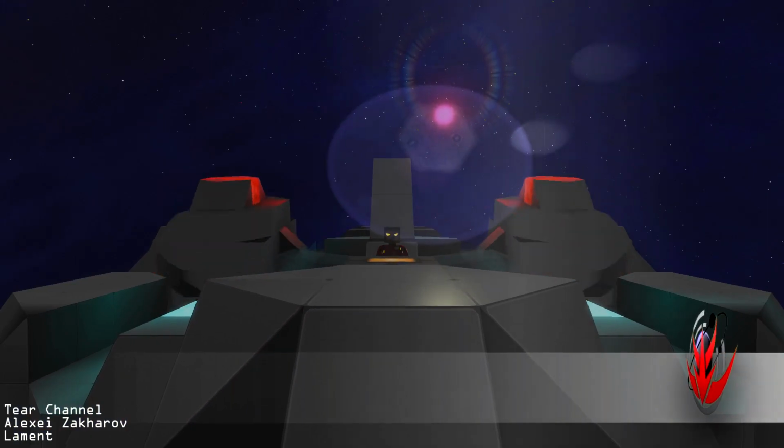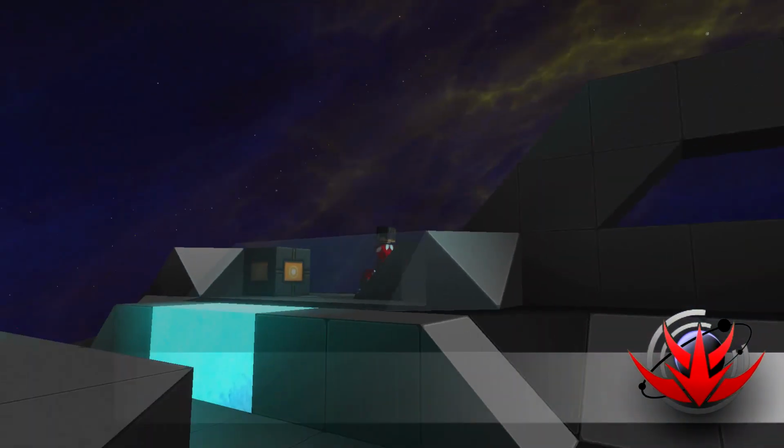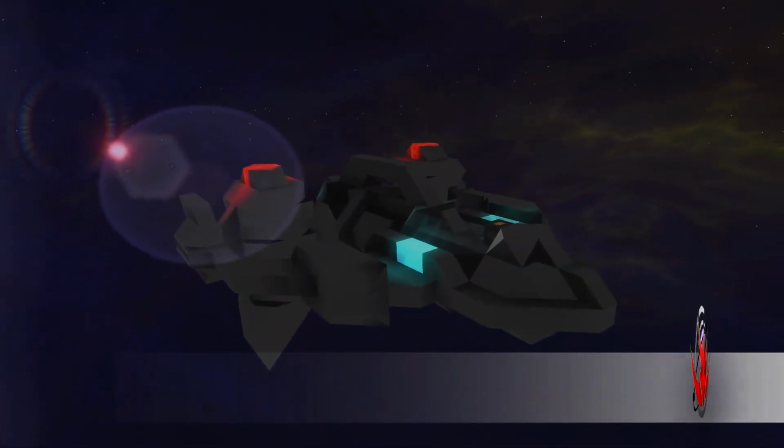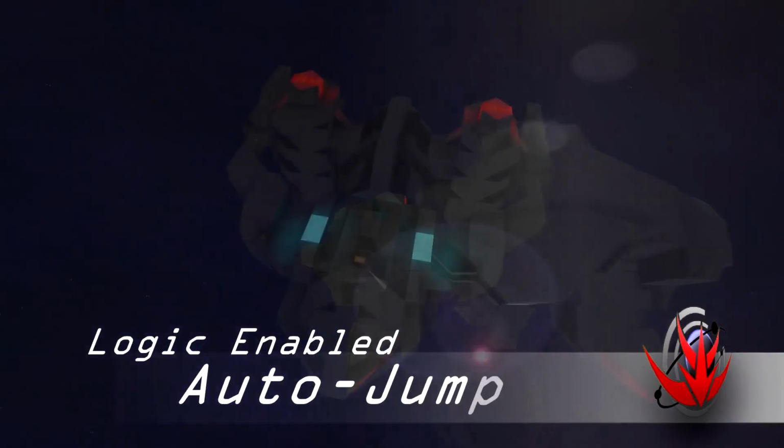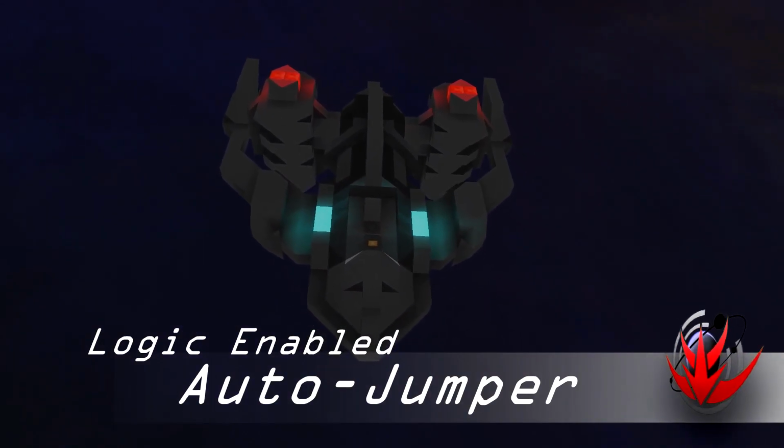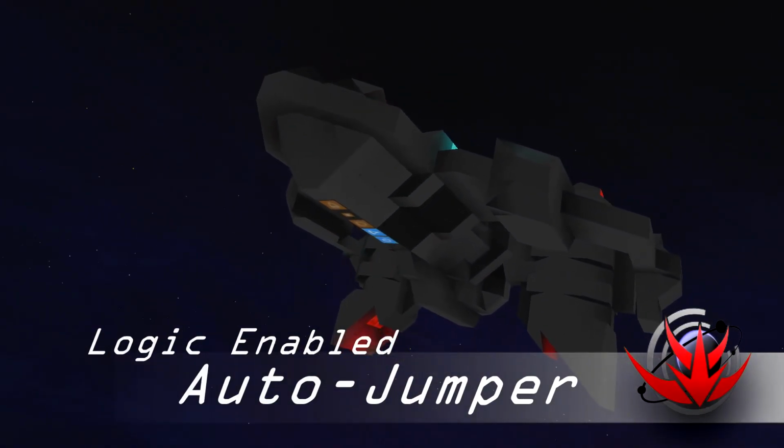Did you catch that? I jumped without even being in the core. Apparently, it's possible to use logic with jump drives. This is something I've been wanting ever since FTL was added to the game. Now, I don't know if this is a recent addition, or perhaps it's something I overlooked. However, this gives me a lot of interesting ideas.